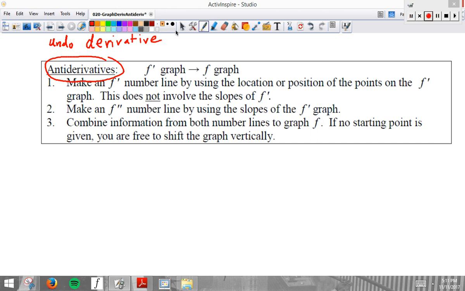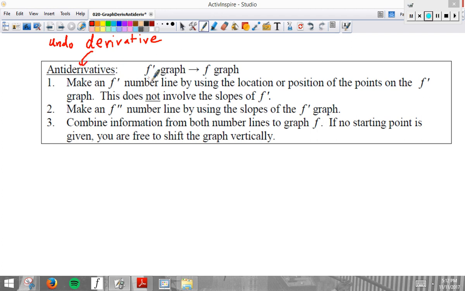Right now, all we have is a graphical technique to undo this derivative. We're going to turn an f prime graph into an f graph. We're going to switch from f prime back into f. We're taking off the prime. This is a pretty simple process, but boy is it confusing.